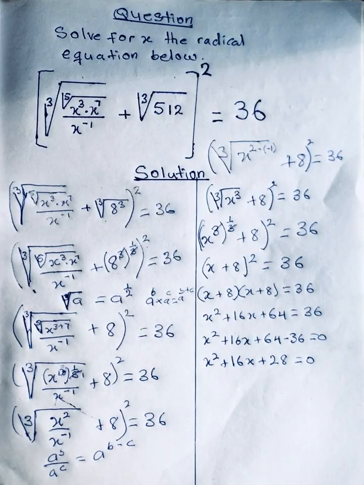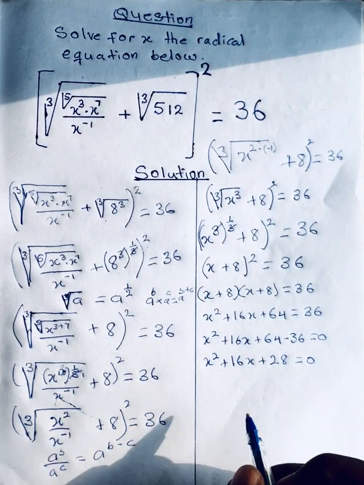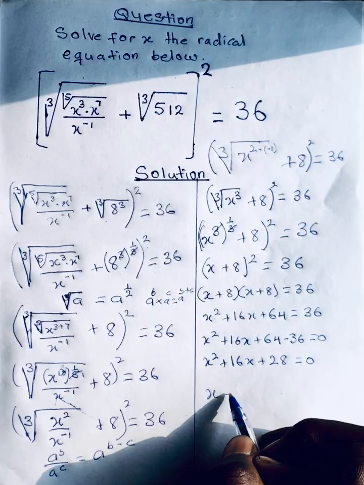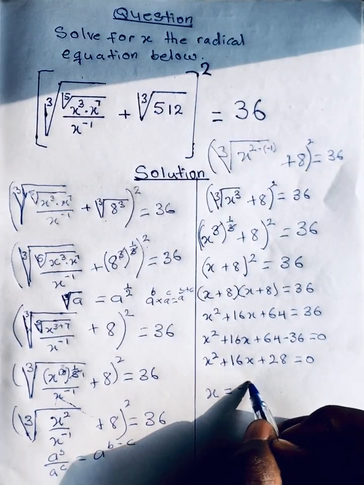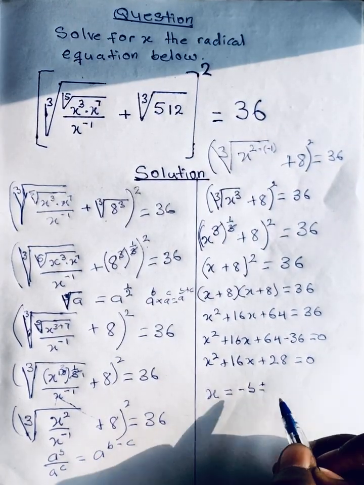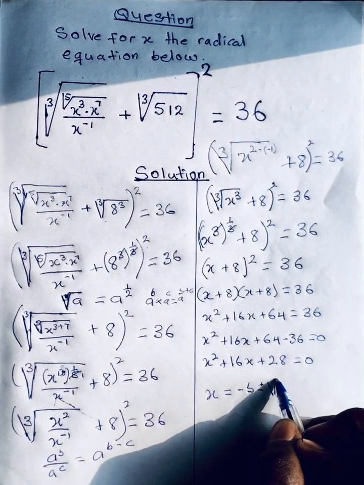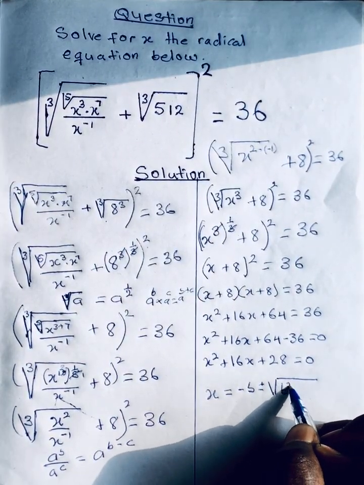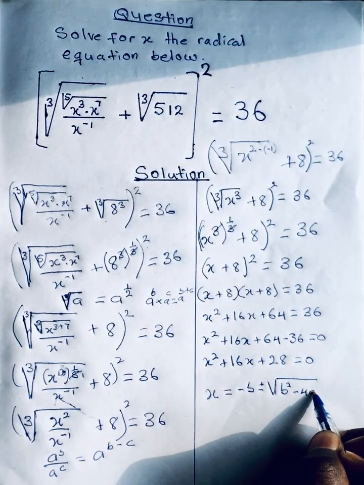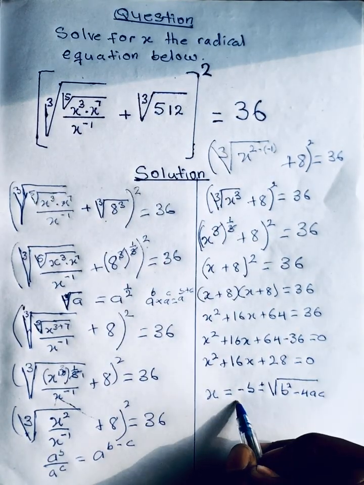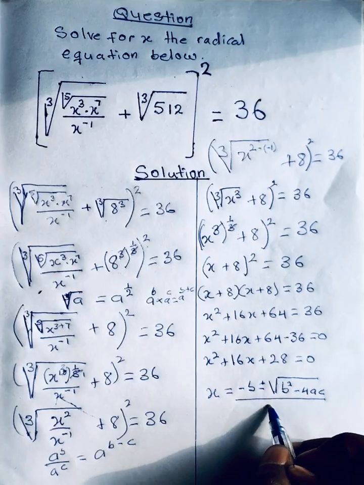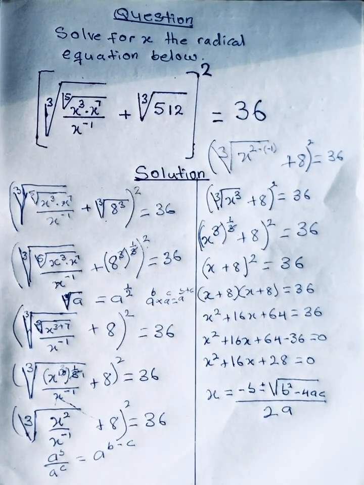Now we are going to use the quadratic formula, which they mostly call the almighty formula. We say that to find for x will be equal to negative b plus or minus root of what? b squared minus 4ac all over 2a. This is the formula we're going to use.